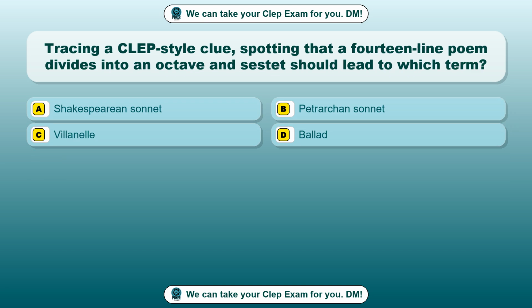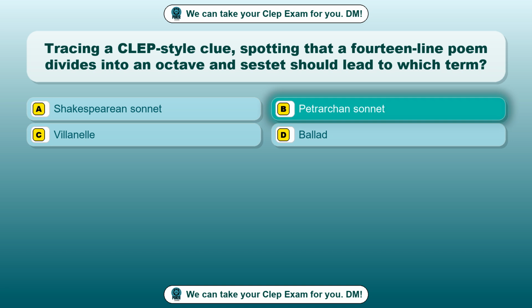Question 62. Tracing a CLEP-style clue, spotting that a 14-line poem divides into an octave and sestet should lead to which term? Option A, Shakespearean sonnet. Option B, Petrarchan sonnet. Option C, villanelle. Option D, ballad. The correct answer is option B, Petrarchan sonnet.